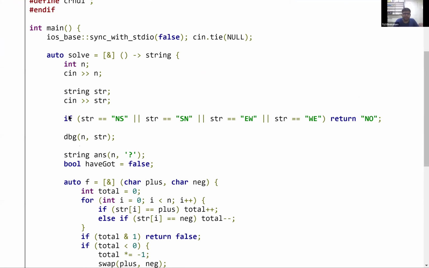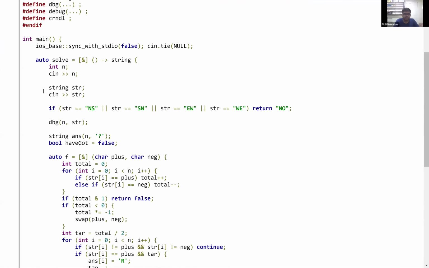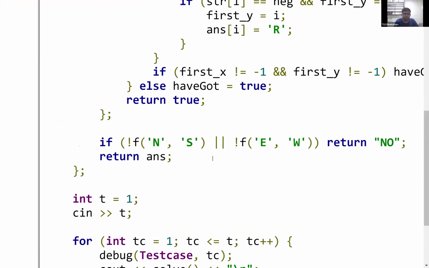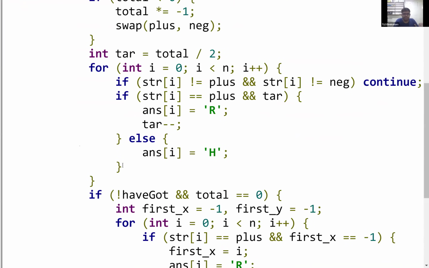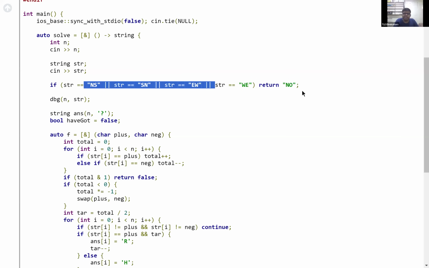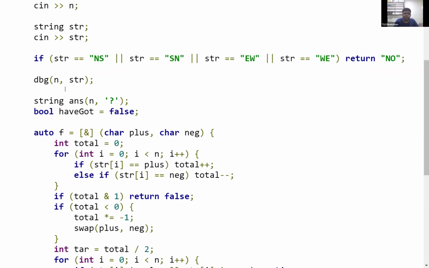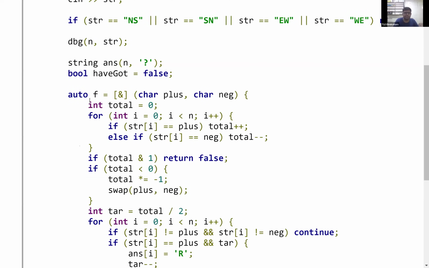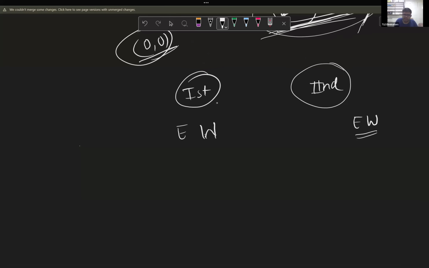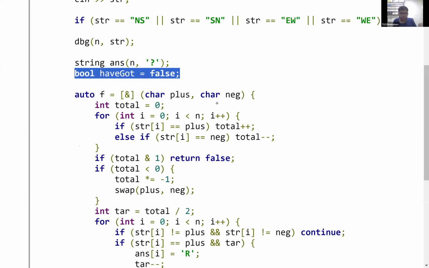So in my code, what I've done is I've created a function with the name solve, which will return a string, and I will just print that string. In case the string is any one of these four edge cases, I'm right away printing no, and you can remove this dbg line. After that, I created an answer string, which is initially having all the question marks. And this is a variable I created as have got, for whether the first guy has got any move yet or not. For that, I created the variable have got.